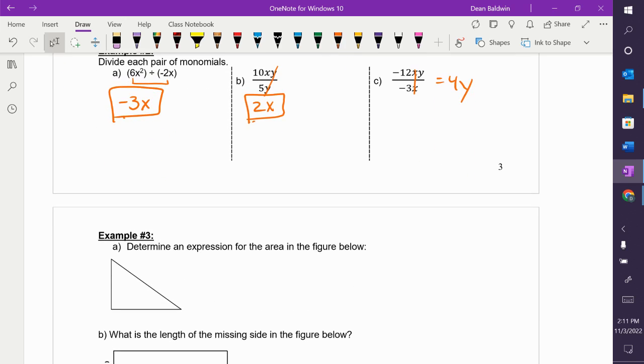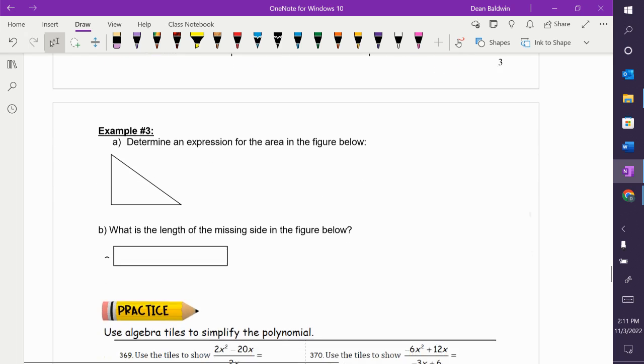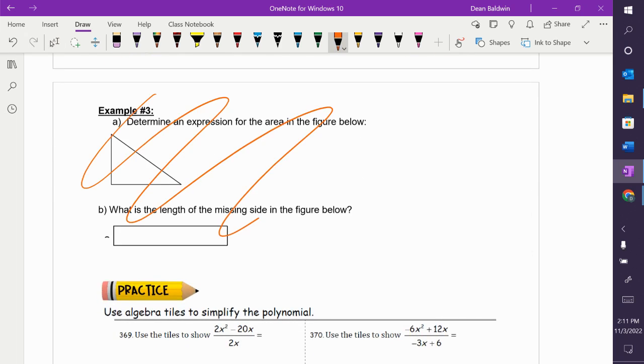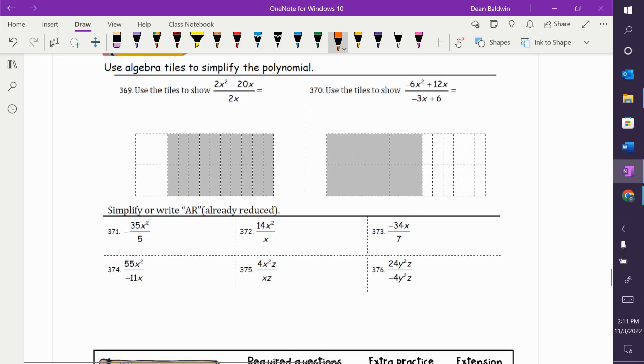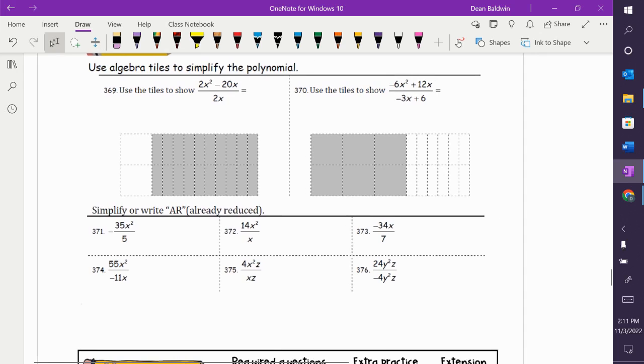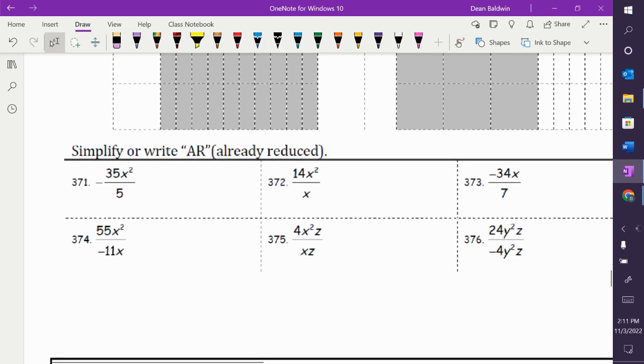All right, can I flip the page? All right. Let's do these algebra ones first. So, negative 35 over 5. What's 35 divided by 5? 7. With a negative there, so it's negative 7. Is there any x's that can cancel?